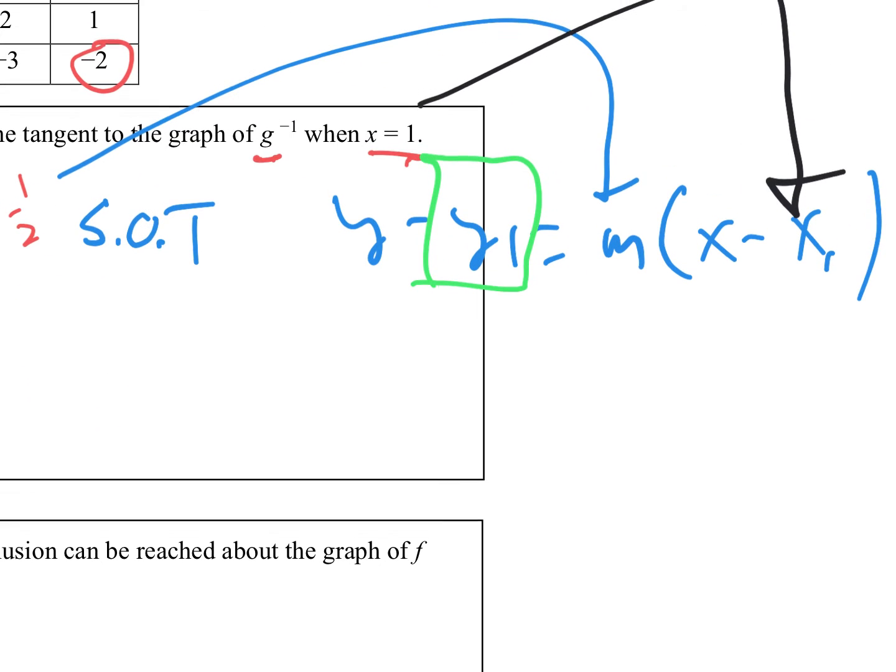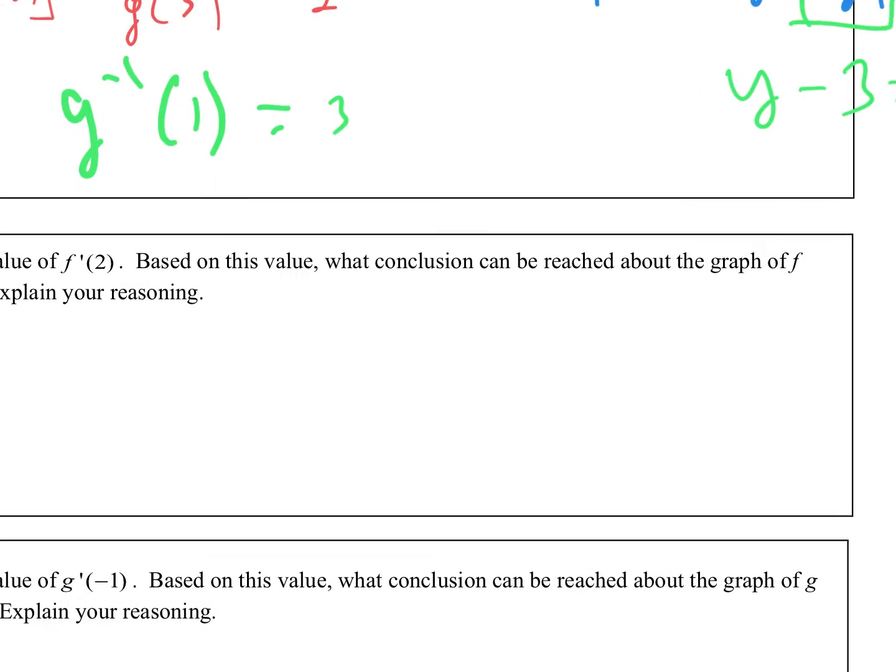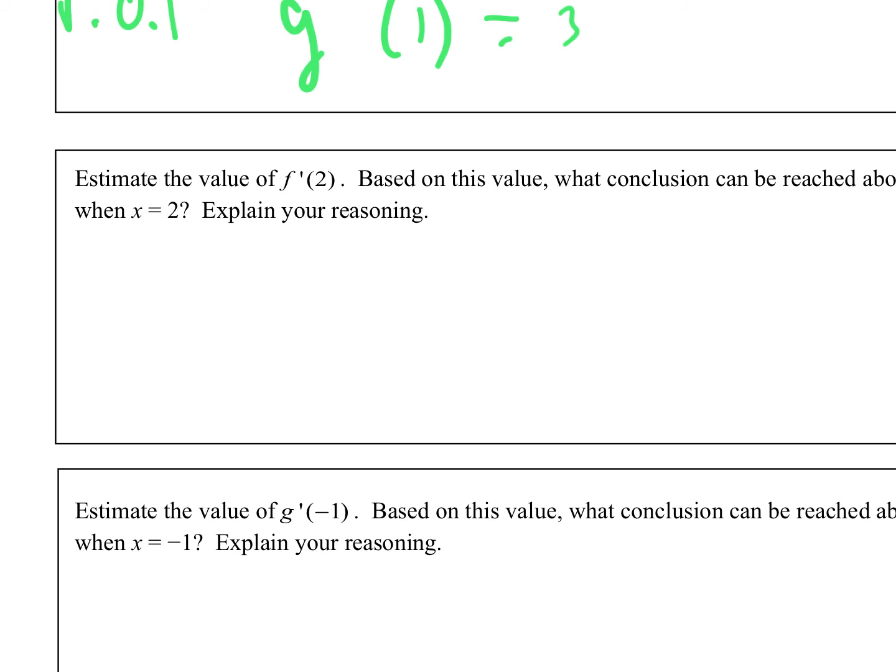Oh, yeah, it is a 1. Jillian said y minus 3 equals negative 1/2 times x minus 1. Perfect. I agree.